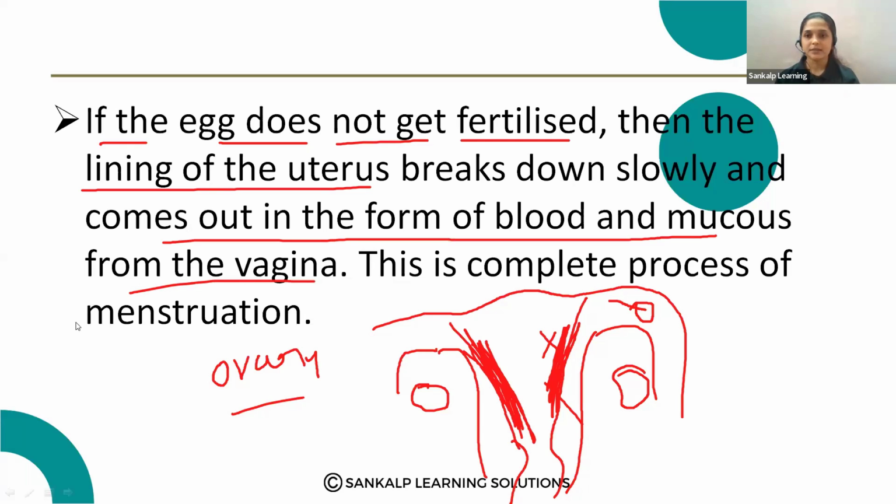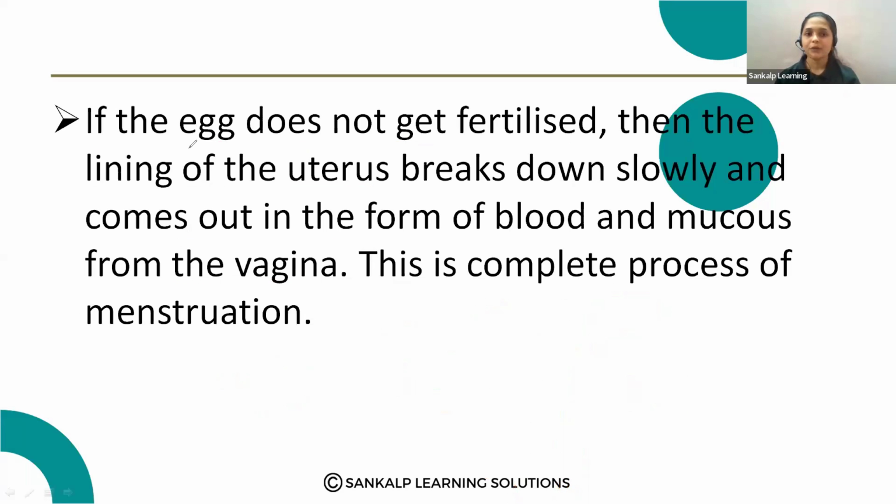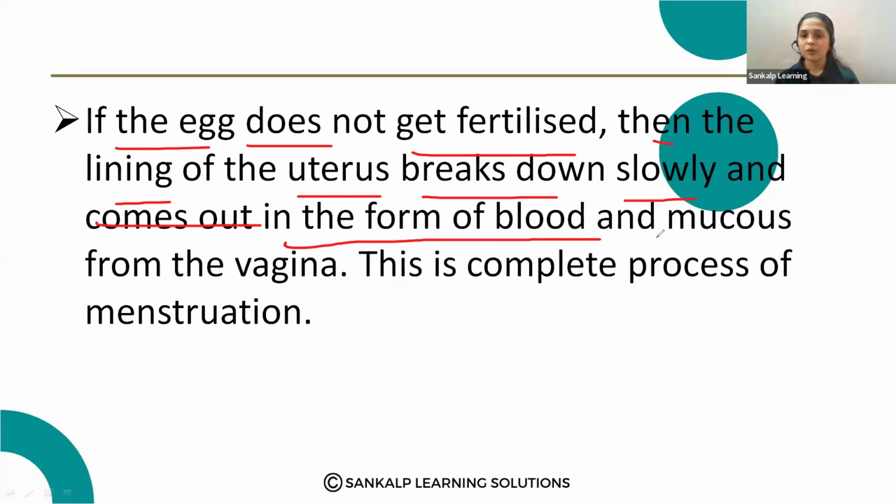So you can write the answer like this. If the egg does not get fertilized, then the lining of the uterus breaks down slowly and comes out in the form of blood and mucus from the vagina. This is the complete process of menstruation. Note down the answer.